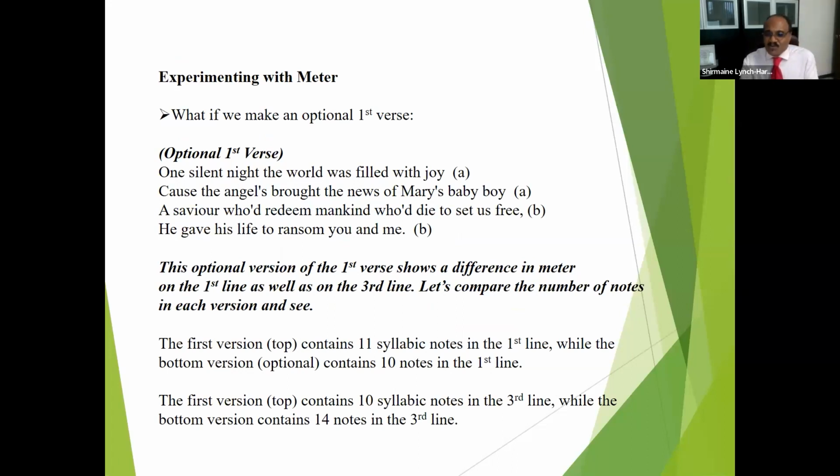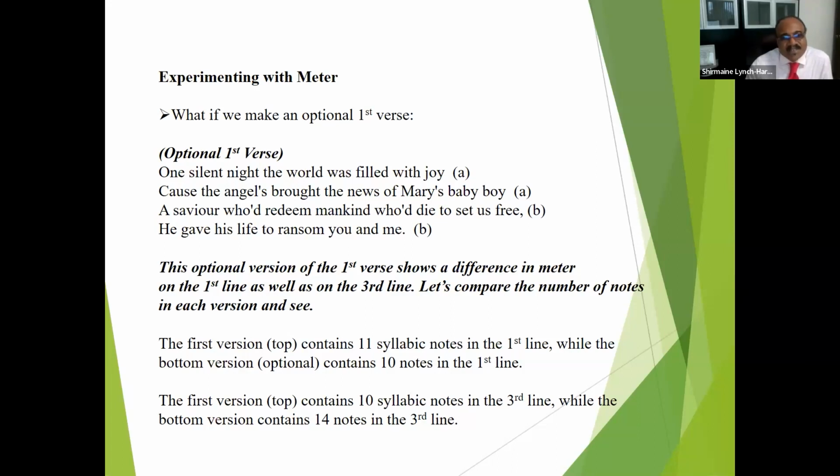So it's up to you to prefer. What do you want to hear? Do you want to hear da da da da da, or do you want to hear da da da da? It's up to your liking. Okay, let's look at the third verse, the third line.